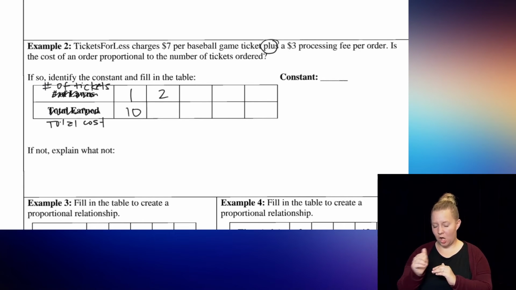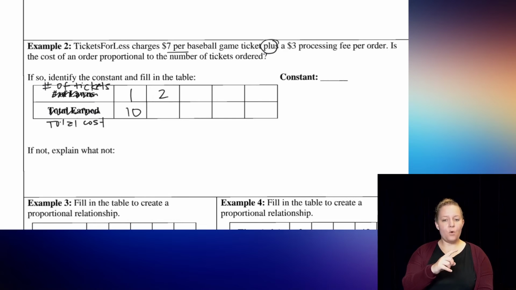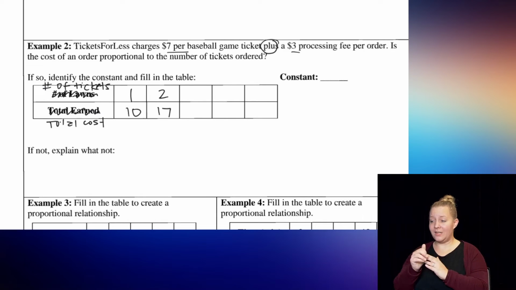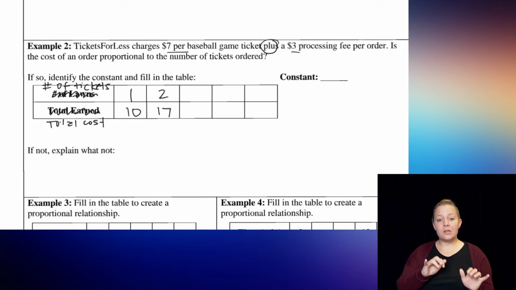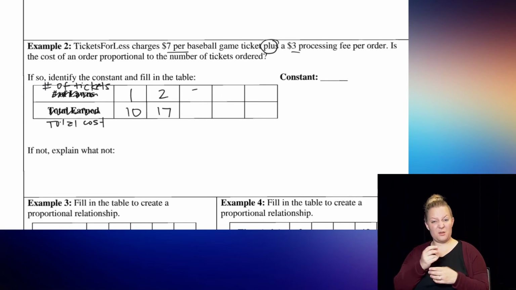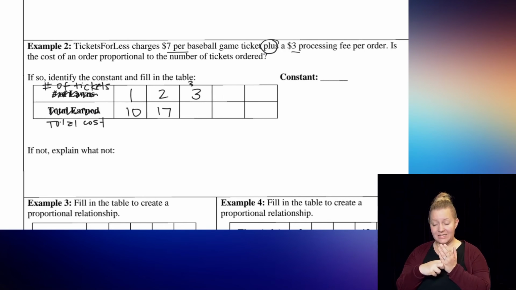Okay, so then if I get 2 tickets on that same order, I know that it's $7 per ticket. So 7 times 2 is 14, and then plus that $3 processing fee. So 14 plus $3 more is $17. And then on that same order, let's pretend like I actually purchased 3 tickets. So 3 times 7 is going to be $21 plus that processing fee, so $24.